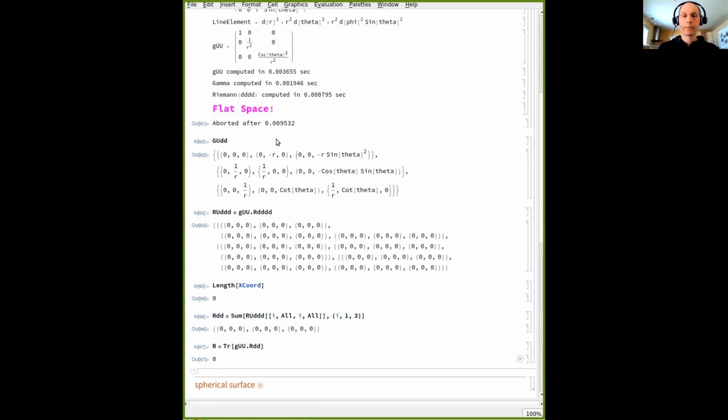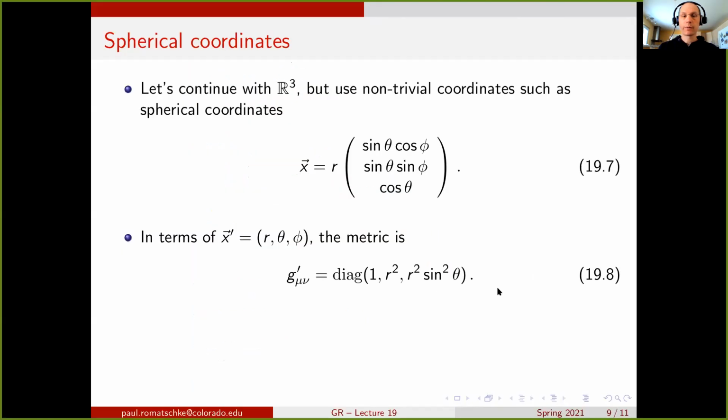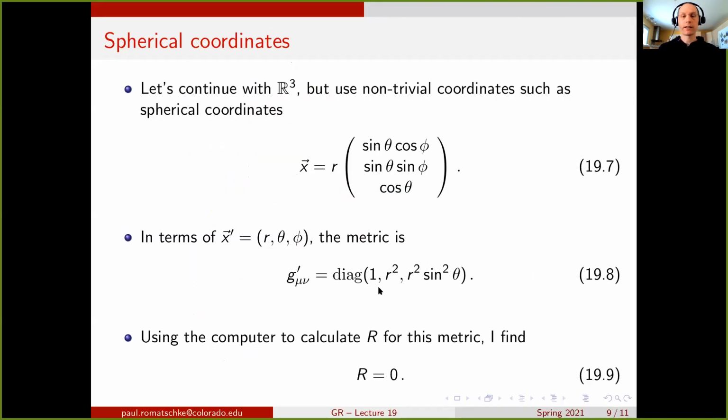So what we find is that, if we go back to our example here, the Ricci scalar for this space here is again 0. In some sense, that was to be expected, because we're still dealing with R3, and R, the Ricci scalar, is supposed to be a scalar under coordinate transformations. So it shouldn't matter which coordinates we used. We showed that for Euclidean coordinates, it was trivially 0. So now we used spherical coordinates, but we haven't changed the manifold. So R has to be, if you want, the corresponding result.